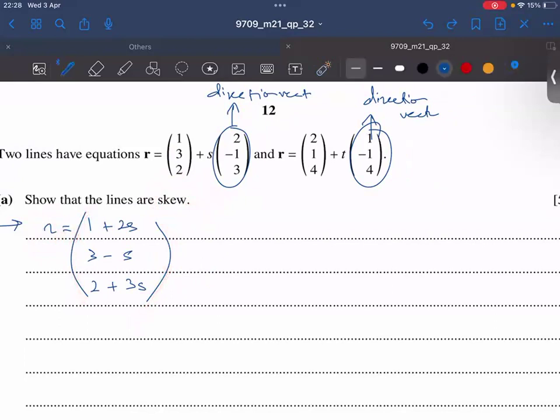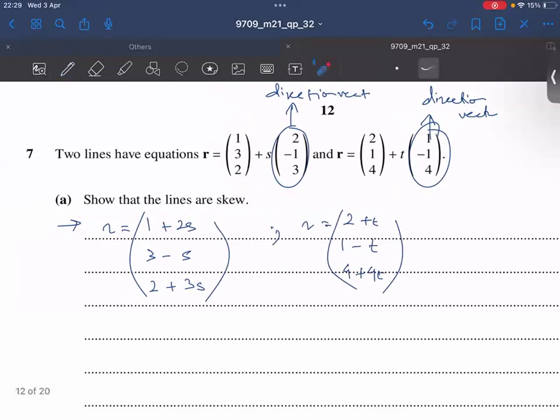And so I've written down the equation of this line. I'm going to write down the equation of the other line as well. It's 2 plus t, 1 minus t, and 4 plus 4t. All right. Now we're going to check if they have any point of intersection or not. So I'm going to keep these two as equal because I know that this represents a point on this line, and this is basically the position vector of a point lying on the line.